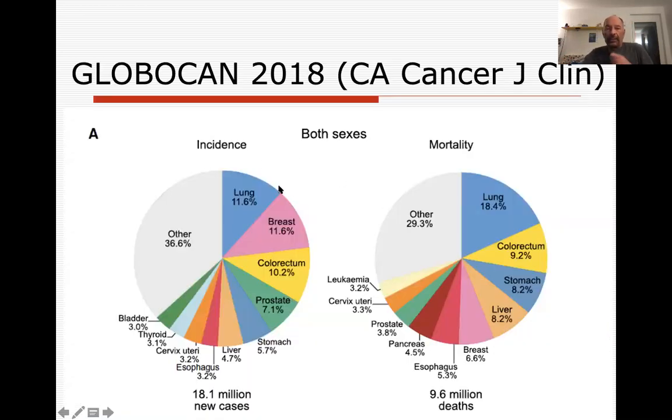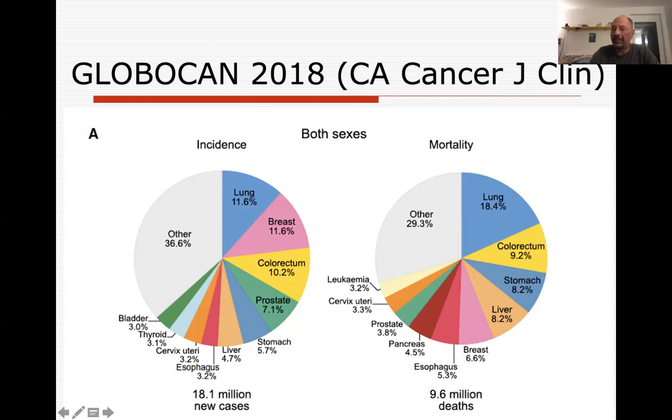Now, if you look at this, this is Globocan 2018, the same, but it's a different paper in CA: A Cancer Journal for Clinicians. So this is overall in the world the total incidence, a little bit easier to understand.